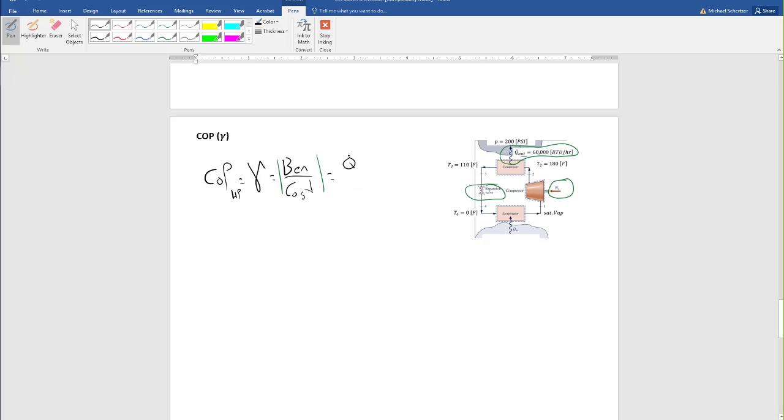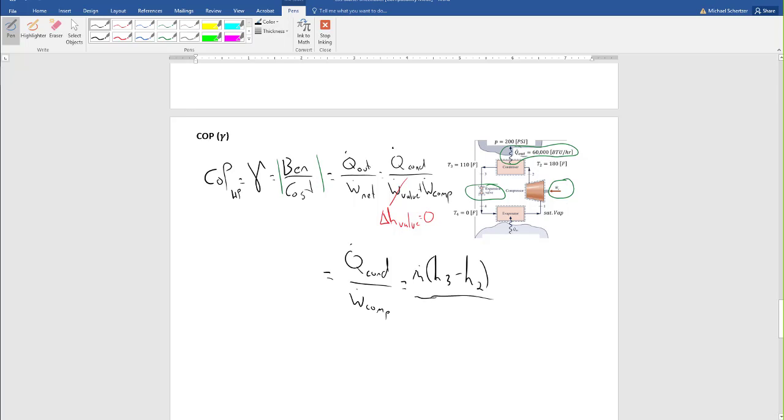So here I'm going to say this is Q dot out over W dot net, which is equal to Q dot of the condenser divided by W dot valve plus W dot compressor. But because this is isenthalpic, delta H valve is equal to 0, then that goes away. So this is going to be Q dot condenser over the real power of the compressor. Well, I'll write this out, but this could be m dot times H out, H3 minus H2, divided by the compressor power, m dot H1 minus H2, right?